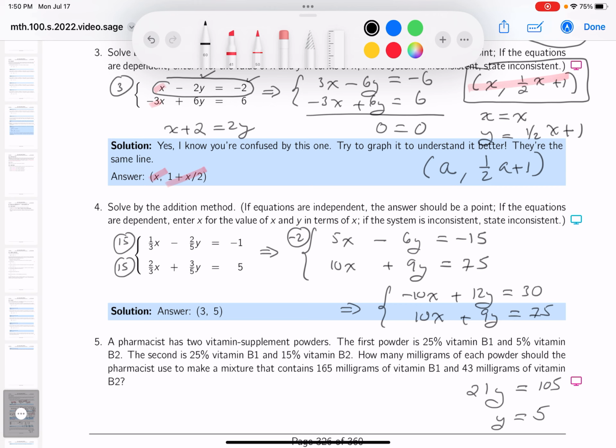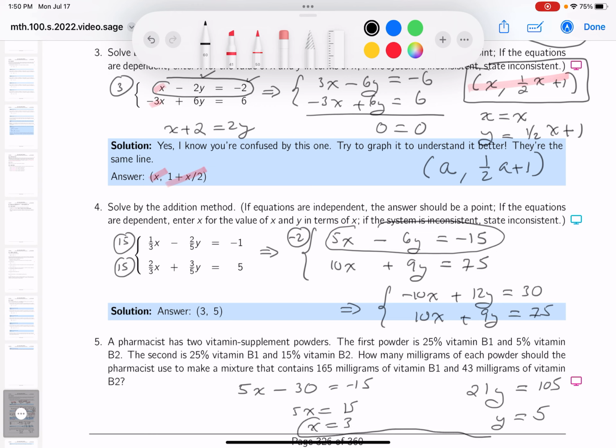Now, someone says, what are you going to do? I'm not going to go back to the original equations because they have fractions in them. I'm going to go to an equation over here that I think might be easy to deal with. This one over here. Let's write this down. So you get 5x, I don't know what x is yet, minus 6 times y, and that would be minus 30, and that equals minus 15. 5x, I'm going to add 30 to both sides, I get 15, and x would equal 3.